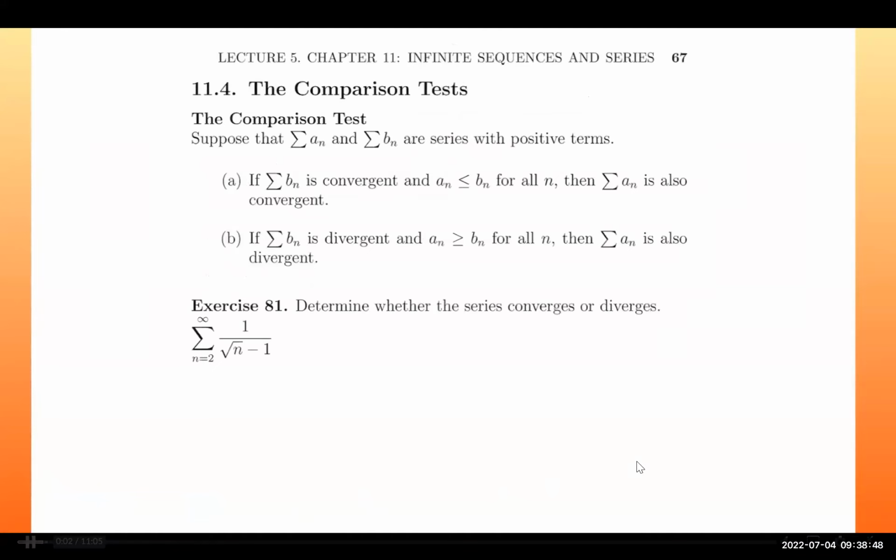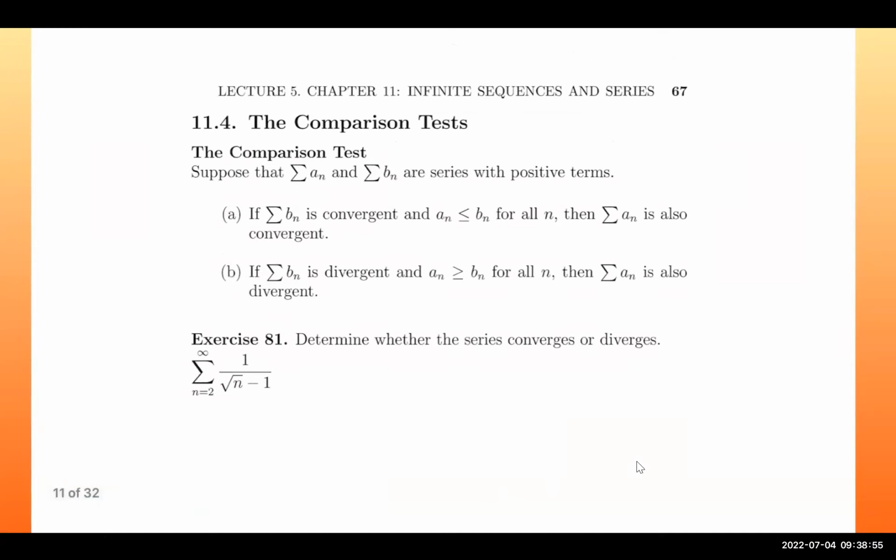This is 11.4, the comparison test. So this is yet another test to determine whether a series is convergent or divergent. In this case, we're going to look at two series, and if b sub n is greater than or equal to a sub n, and b sub n is convergent, then that means a sub n is also convergent. And if b sub n is divergent and it's less than or equal to a sub n, then the series a sub n is also divergent.